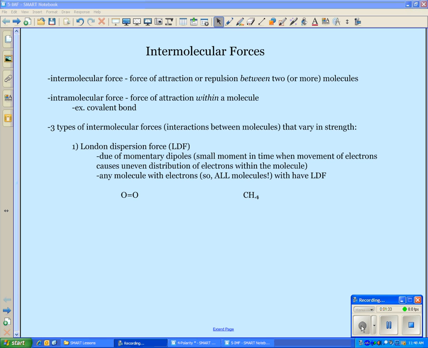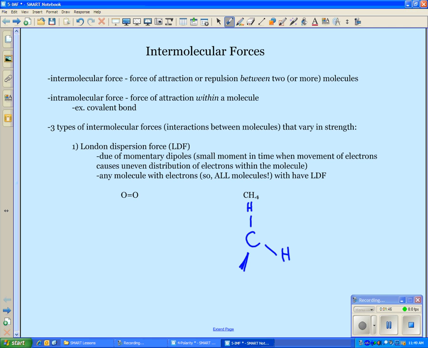Same thing for a methane molecule. Methane has carbon in the middle and has 4 hydrogens attached to it. In its tetrahedral arrangement, those hydrogens are equally spaced out, and therefore we have a nonpolar molecule. But it's possible that for a short amount of time, those electrons are unevenly distributed, and therefore we get London dispersion forces.